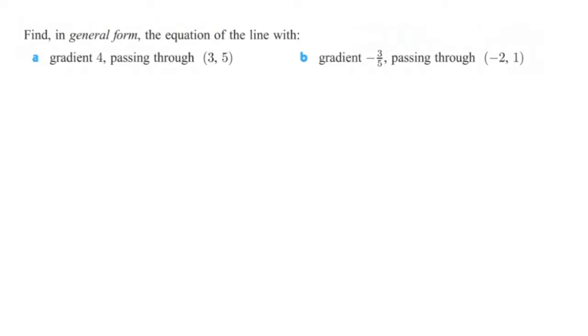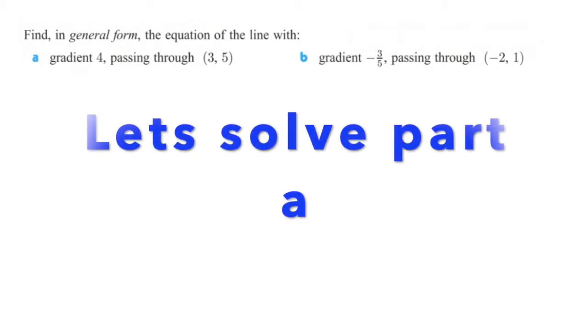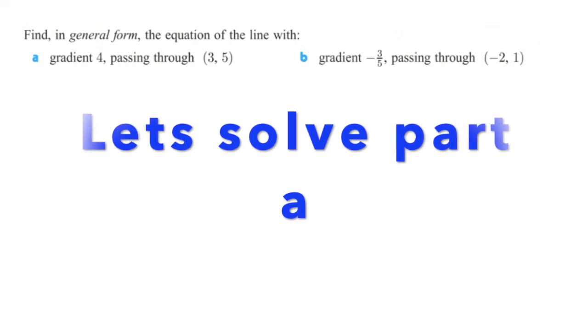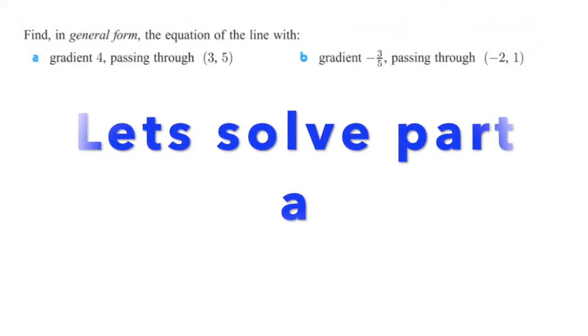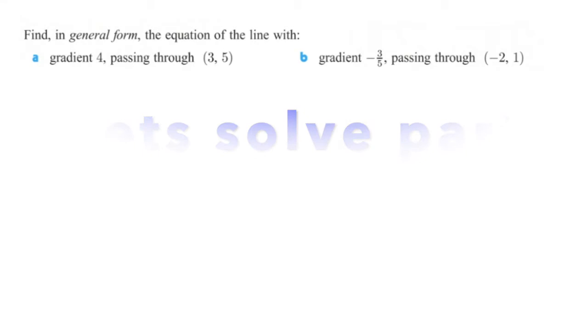This question has two parts and we are going to solve both the parts. Find in general form the equation of the line with gradient 4 passing through (3, 5). Before solving this question, we need to know what general form means.